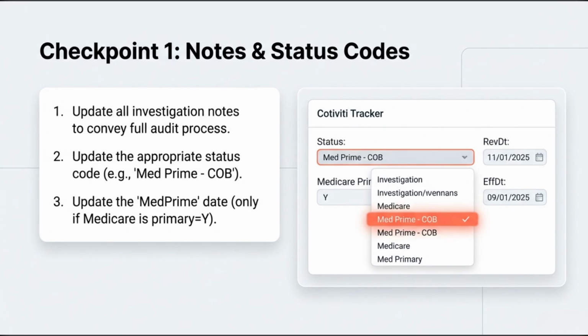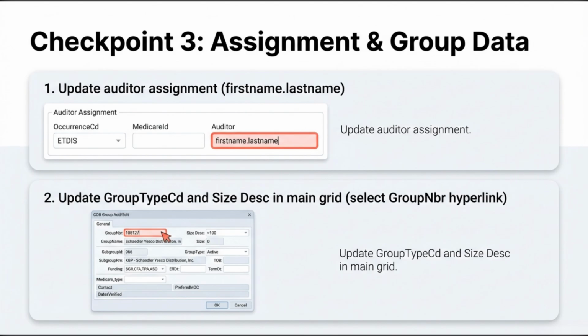Why does this matter so much? It ties directly to your audits, your findings, your accuracy. It's your stamp of excellence on every case. Next, we move to group type code and size desk. Now this is where the rubber meets the road for MSP primacy, isn't it?